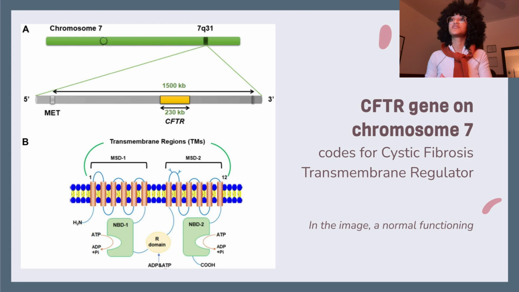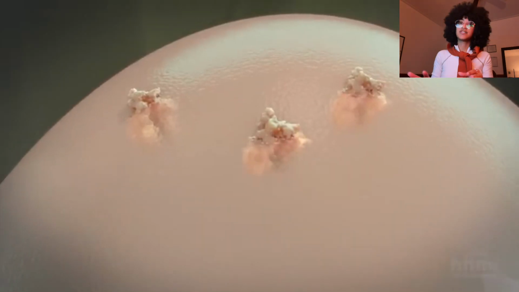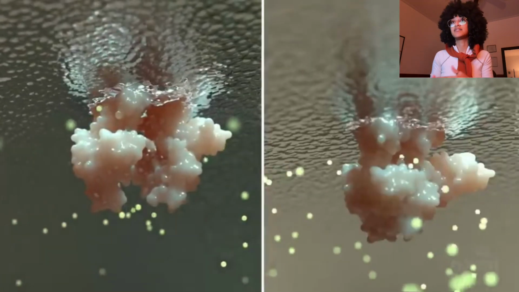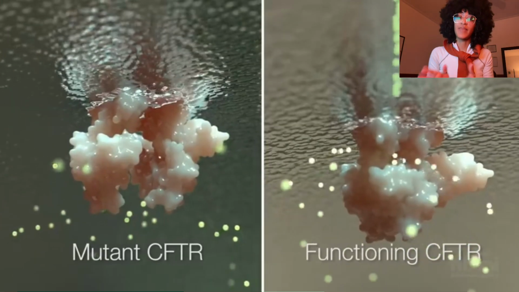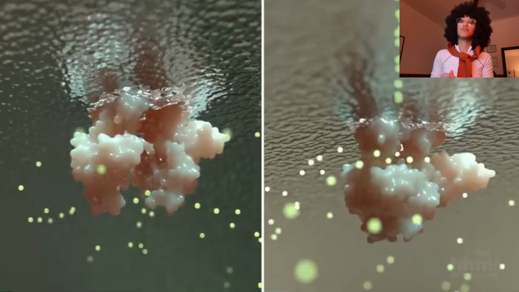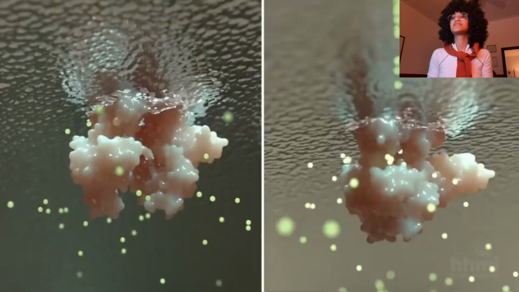So basically, it is caused by mutations in the cystic fibrosis transmembrane regulator, the CFTR gene, located on chromosome 7. Okay, and this CFTR gene encodes a protein that functions as a chloride channel that regulates the movement of chloride ions across the cell membranes. And this process is essential for maintaining the proper fluid balance and mucus production in different organs, but especially the lungs, which are the most affected in most cases.